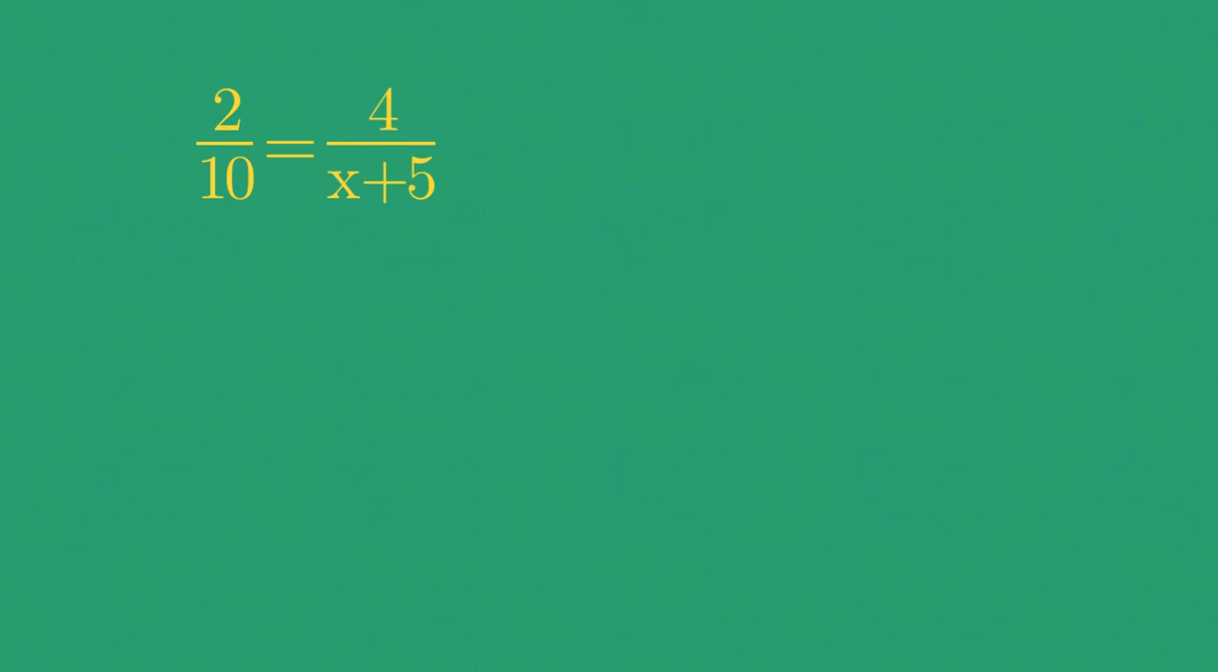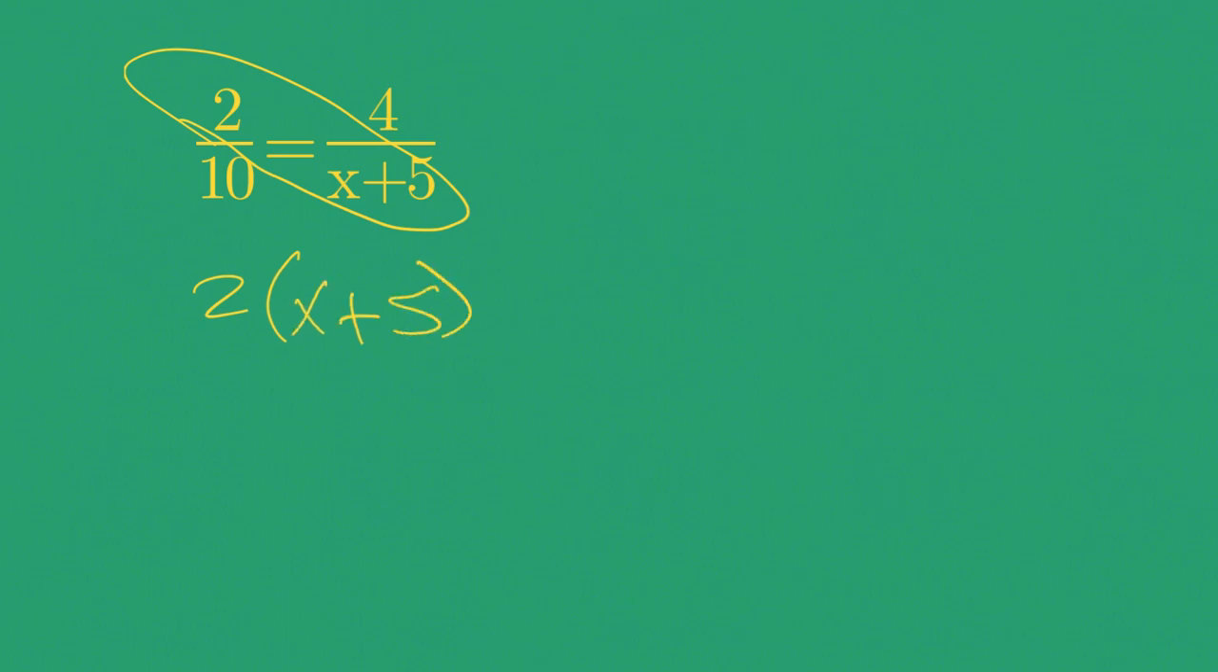How do we solve a proportion? We are going to cross multiply. Now, listen carefully. It does not matter which multiplication you do first. Now, I'm going to go this way first. And here's how I would suggest you write this. Take a look. We're going to go 2 times, I'm going to open a set of parentheses, 2 times x plus 5.